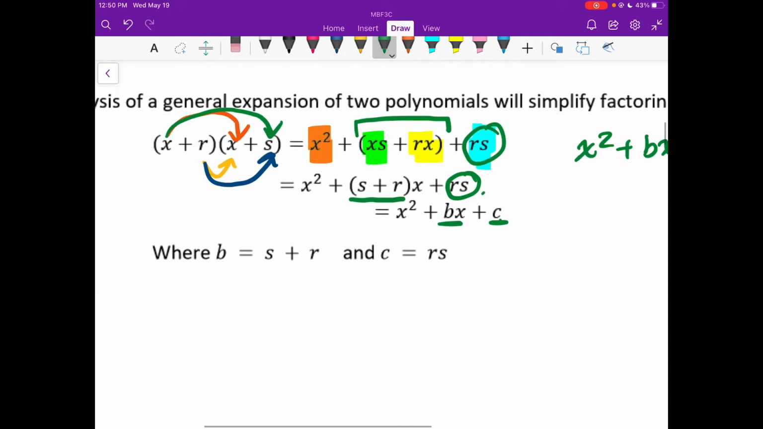So we know that when we have a trinomial, if we're trying to go in the opposite direction, and this is what I'm trying to show you, the b and the c, those two coefficients, those two numbers that will be there, are the key for us to figure out what our r and s are going to be, what those two numbers in our binomial are going to be. And I'm going to show you this.